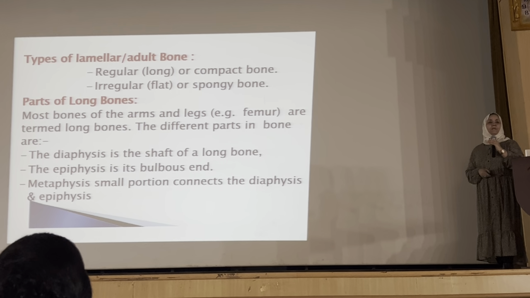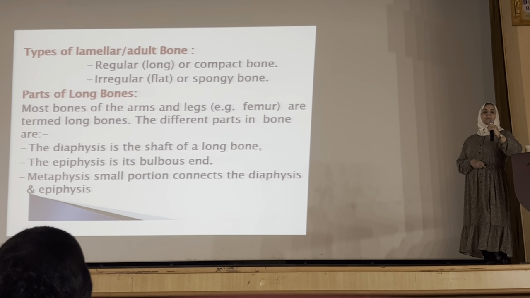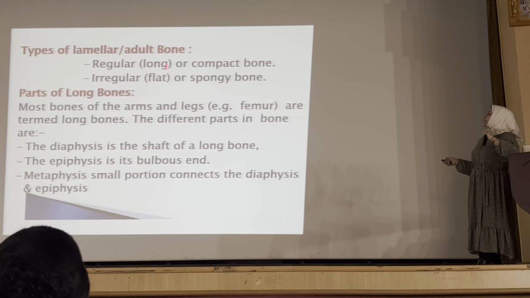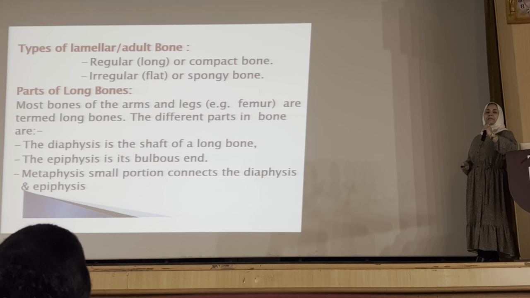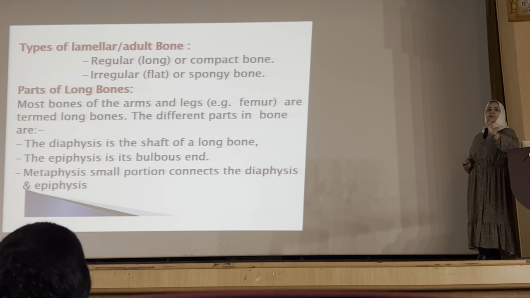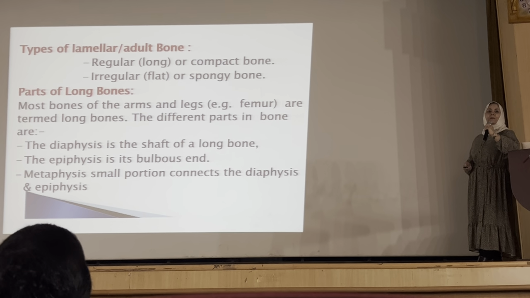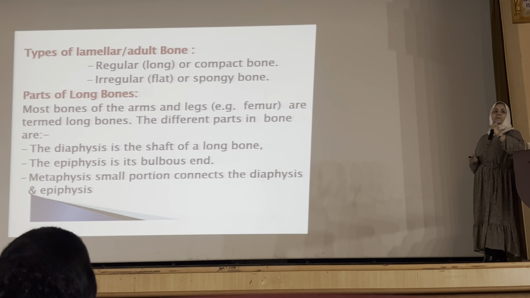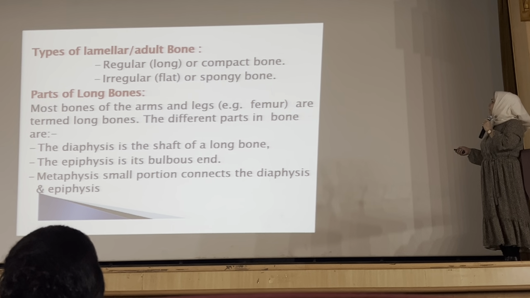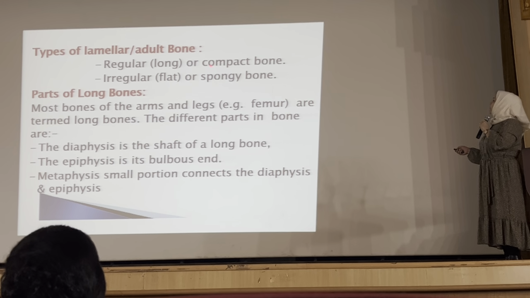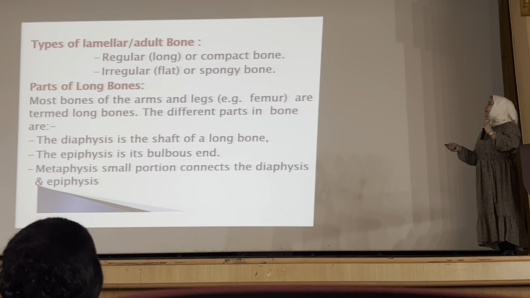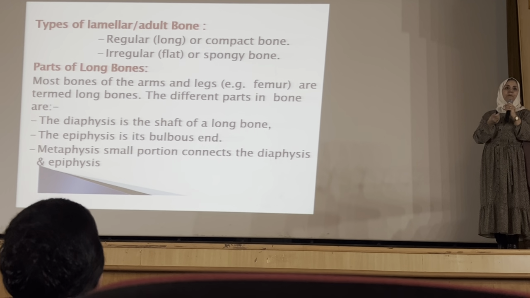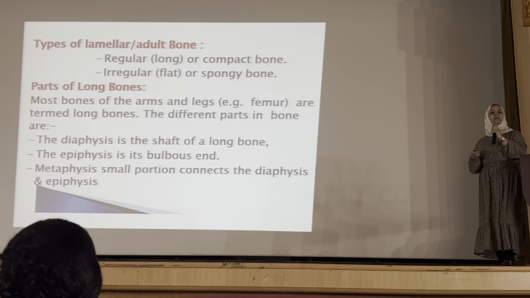Types of lamellar or adult bone. We have two types of adult bone, regular bone and irregular bone. Regular bone, for example femur, humerus, radius, tibia or spine, is made of what is called regular bone in anatomical terminology, but compact bone in histological terminology.